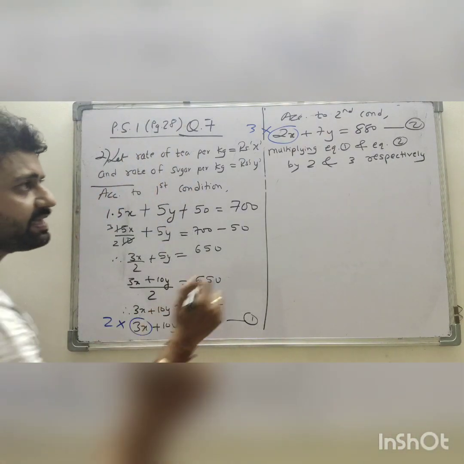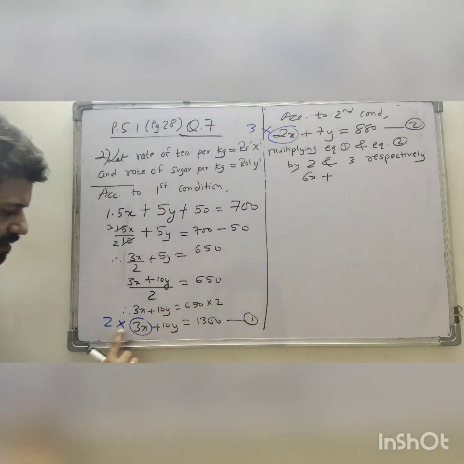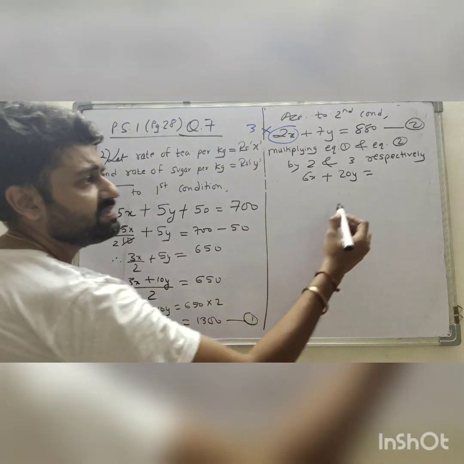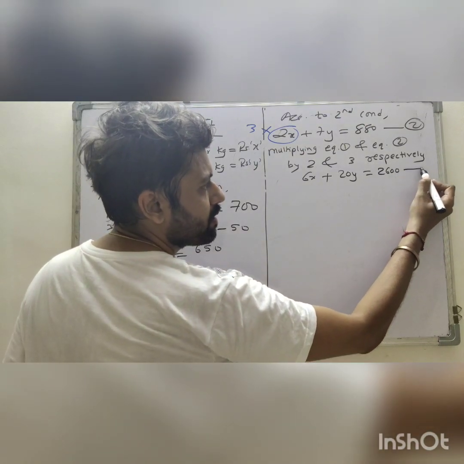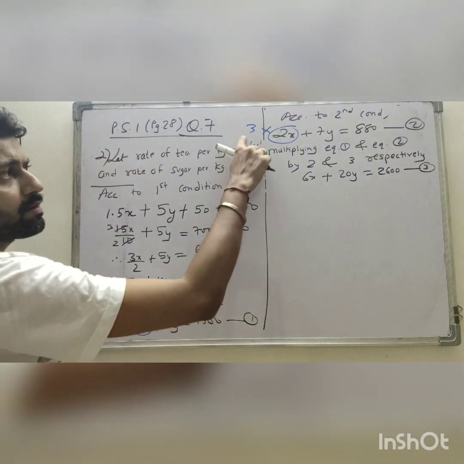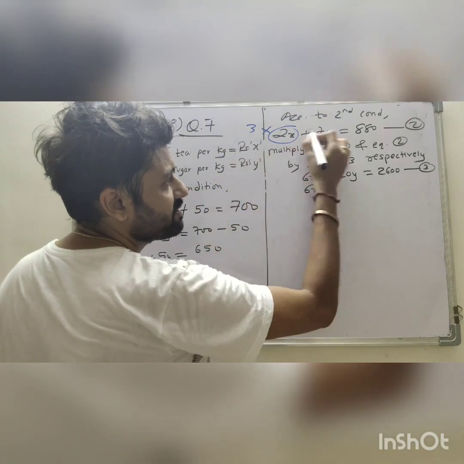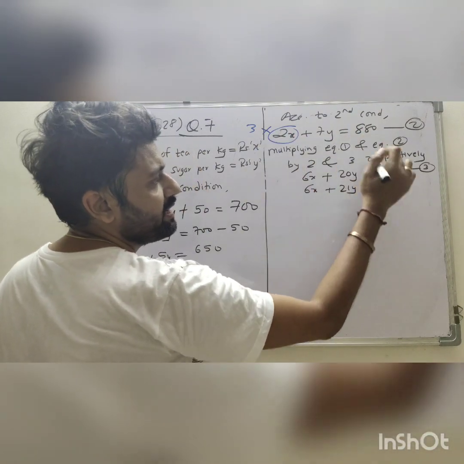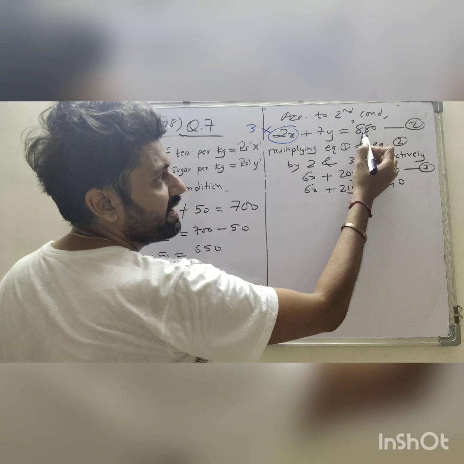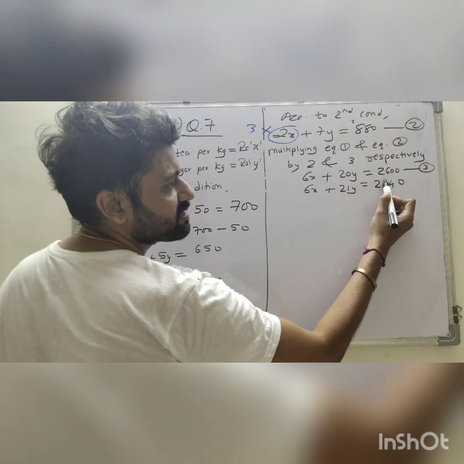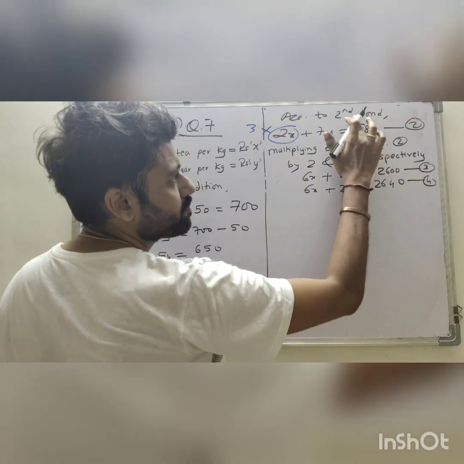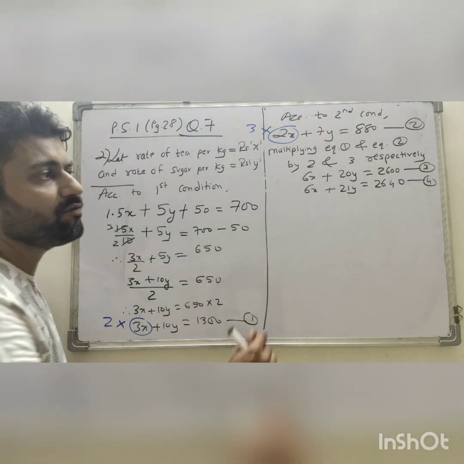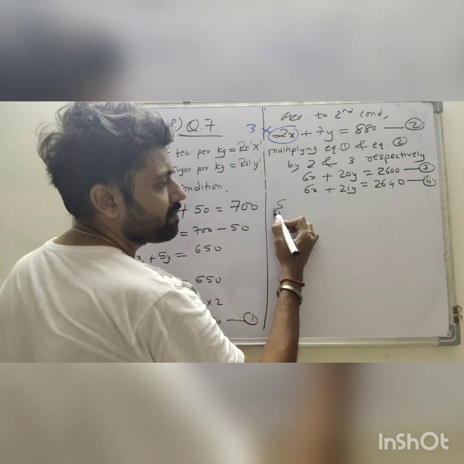When I multiply, I get 6x plus 20y is equal to 2600 as equation number 3. Here I get 6x plus 21y is equal to... 3 8s are 24, 24 plus 2, 26, 2640. As you can see, the coefficients of 6x are the same, with the same sign, so subtract.